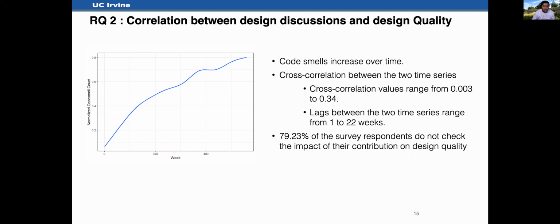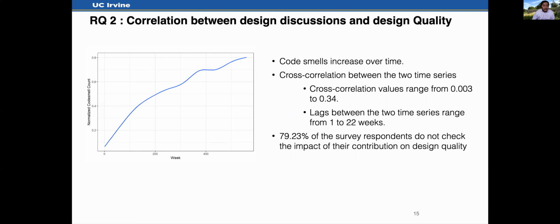On the left side, you can see the number of design issues per week measured using code smells, which shows an increasing trend. Since design issues per week and design discussions per week are both time series data, we calculate cross correlation between them. 54% of the projects, which is 21 out of 37, show statistically significant cross correlation.